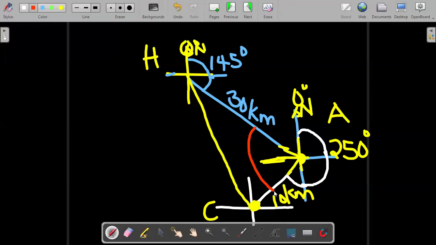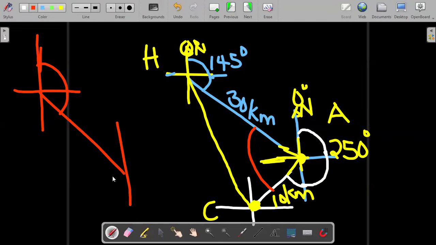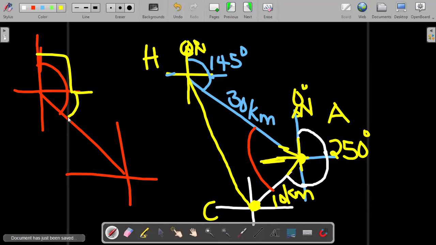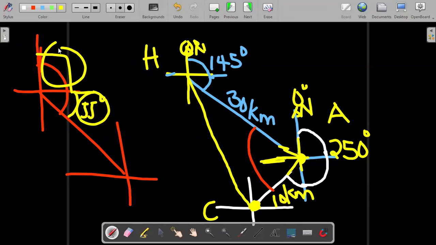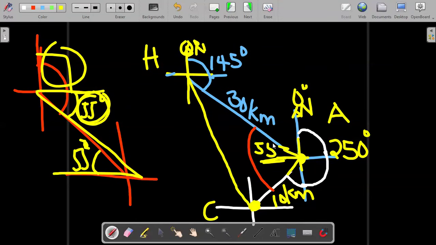Understood? So you remember I told you every quadrant is 90. Look at the first one, 145. From here to here is 90. So what will be remaining here is 55. Do you agree? Because 90 plus 55 will give us 145. So if here is 55, according to plane geometry, here is also 55. We call it alternate angles. So this part here is 55 degrees.